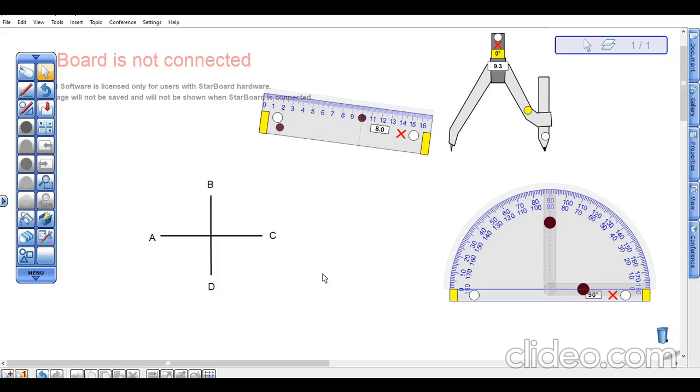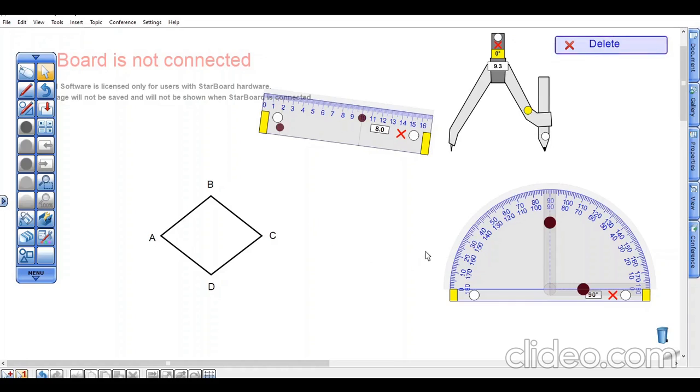All right. The only thing I need to do now is to connect one vertex to the other. So AB, BC, CD, and DA. All right, so now we have our rhombus. So we just erase the inner lines.